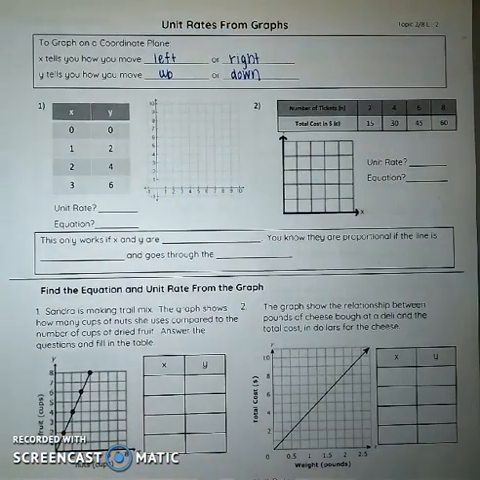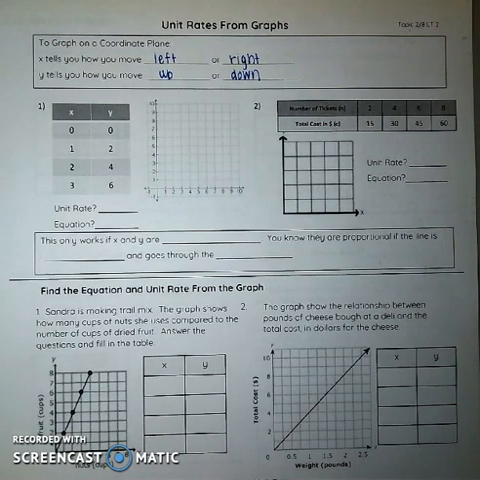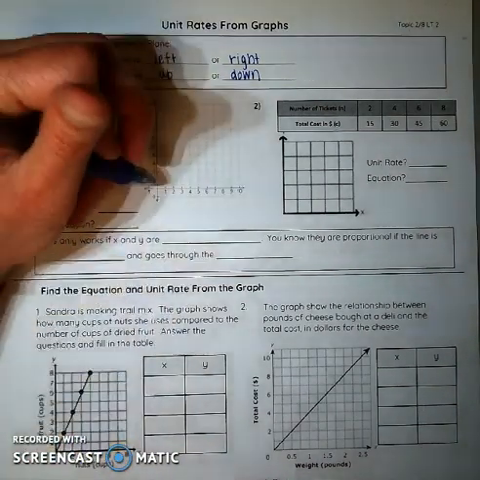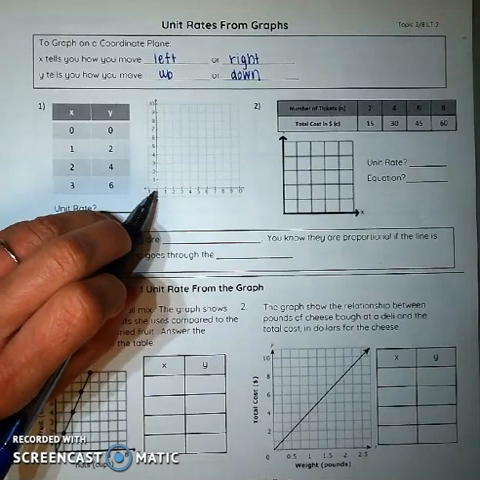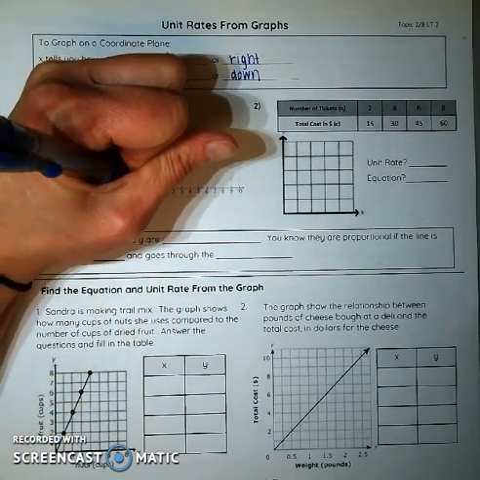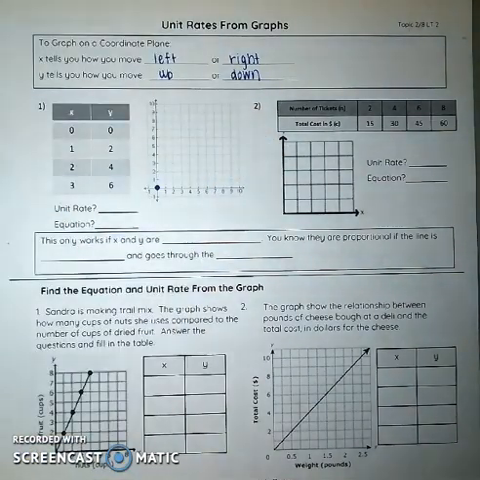Okay. So we're going to start with this first example. When we do problems, we start off by taking our table and then graphing our points. So the first point I see here is 0, 0. So I'm going to plot that right at the origin, at the point where both of our axes meet.